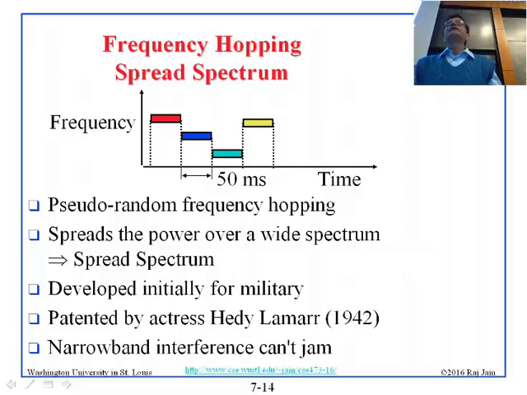Okay? So this is the more commonly used one: FHSS, Frequency Hopping Spread Spectrum, versus CDMA, Code Division Multiple Access. We still have a code, but that code is used to decide what frequency to transmit on. Is this clear?